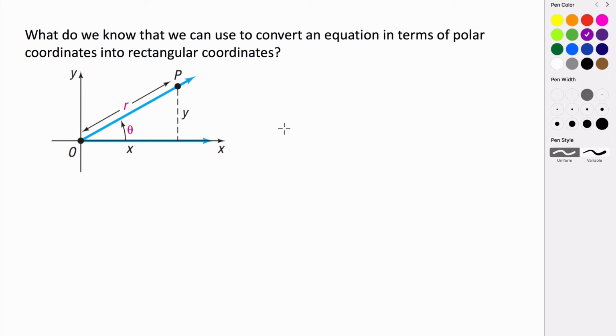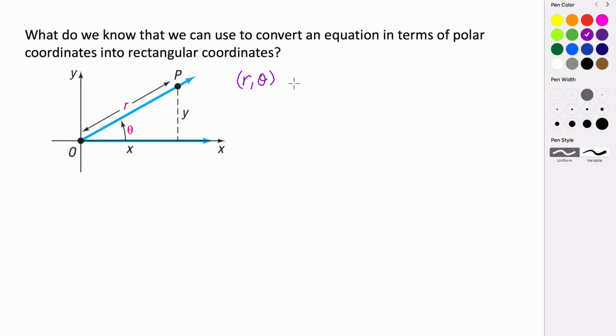So what can we do, and what do we know that would help us convert from equations in polar coordinates to rectangular coordinates? So before we start, polar coordinates, remember, have an ordered pair of r comma theta. So r is the distance that our point is from the pole, so it's this distance here. And then theta is the angle measure that it travels along.